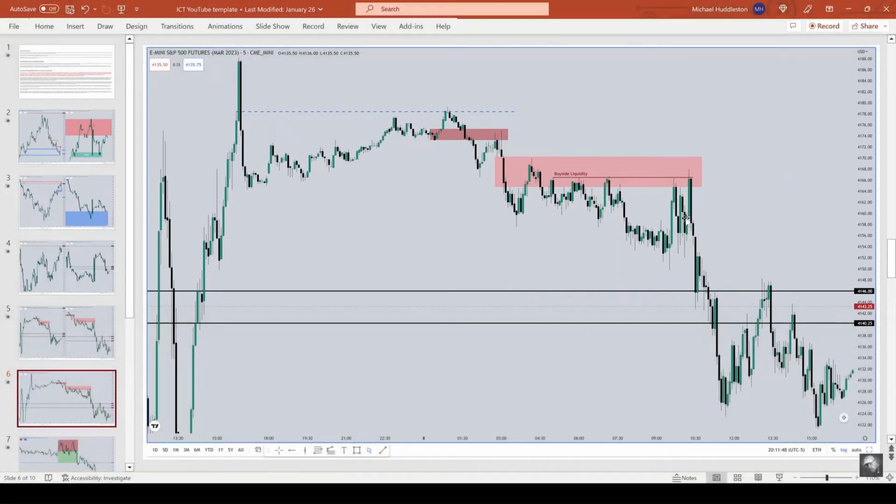We're still at a premium. So I'm going to show you how we can use the PD array matrix to map out a premium to discount market in an implied dealing range. This is the part where you take notes, folks.